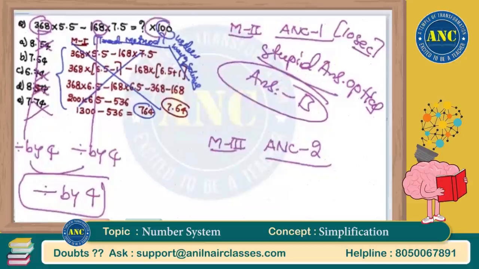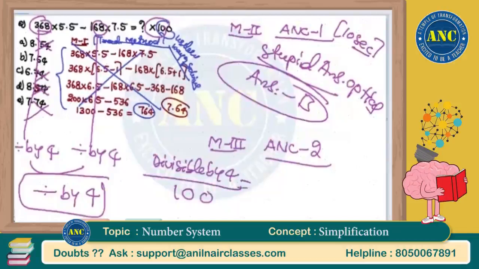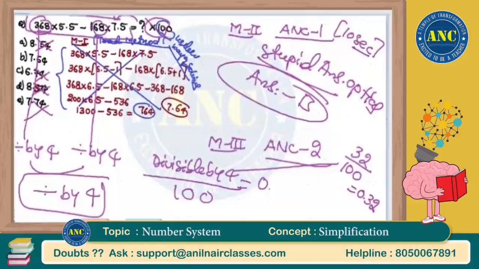If you keep the 200 to the right hand side, the numerator becomes divisible by 4, and dividing by 100 gives a decimal. Suppose 32 divided by 100 is 0.32. That means if I keep this 100 on the left hand side, the entire number in decimal should be divisible by 4. Similarly, 68 divided by 100 is 0.68. That means the entire number other than the question mark is divisible by 4.